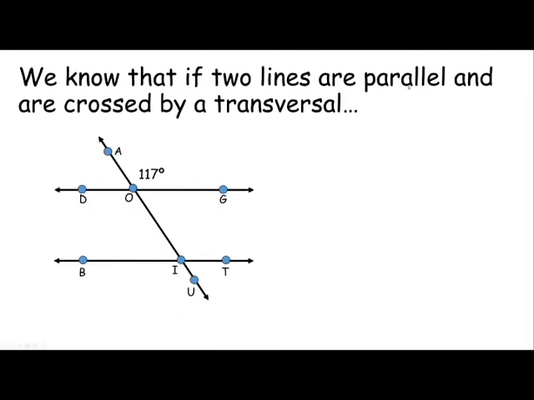Here are some things that we know. We know that if two lines are parallel and are crossed by a transversal, several things are true. Now, this begs the question, what is a transversal? A transversal is a line in geometry that crosses two or more other lines. So you'll notice that I have a line here. I have a second line that is parallel to it, meaning if I extended these two lines on forever and ever, they would never cross. And then I have this line right here. I'm going to call this line AU. Line AU crosses both the other two lines. You can see it crosses line DG here at point O, and it crosses line BT at point I. Because this crosses at least two lines, we would say that is a transversal.